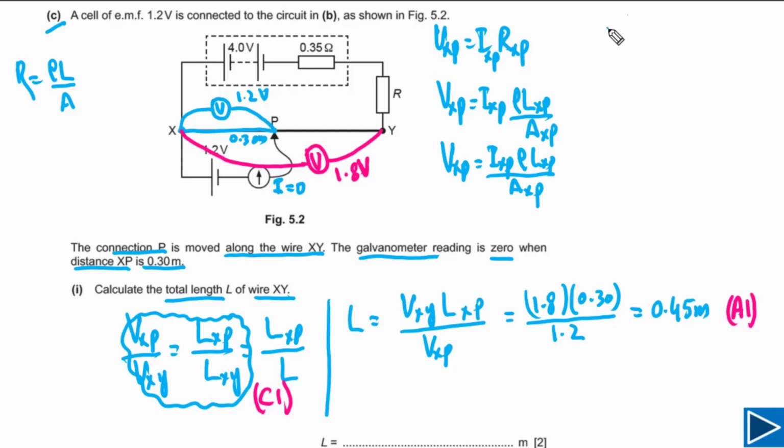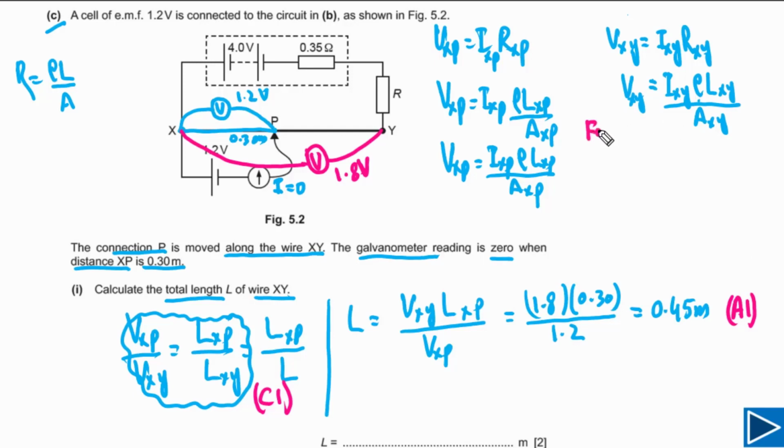We can also follow the same procedure for Vxy. For Vxy, we can say this is equal to Ixy times the resistance of wire XY. I is the current passing through wire XY, so we can write this Ixy. The resistance we can write as resistivity times the length of the wire XY divided by the cross-sectional area of the wire. So we can say this is Axy. So this is Vxy. Now we need to understand, for these two wires, what is the same?